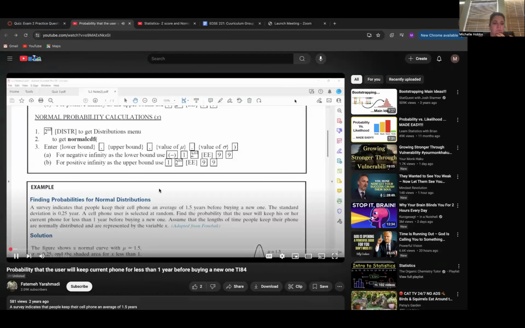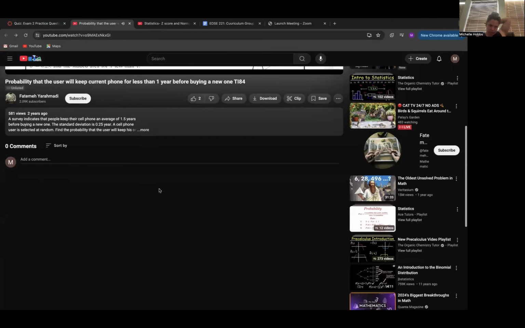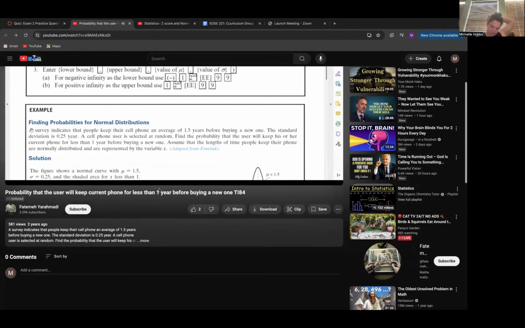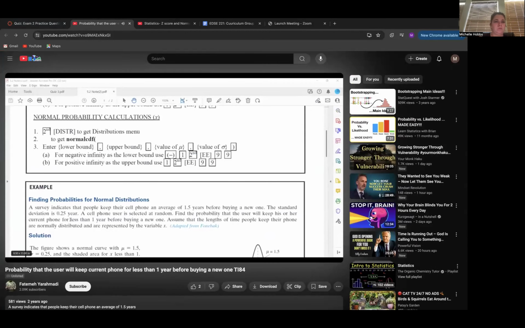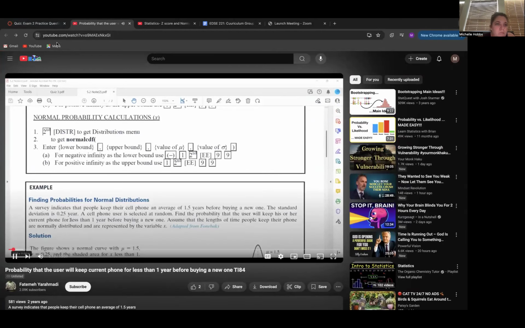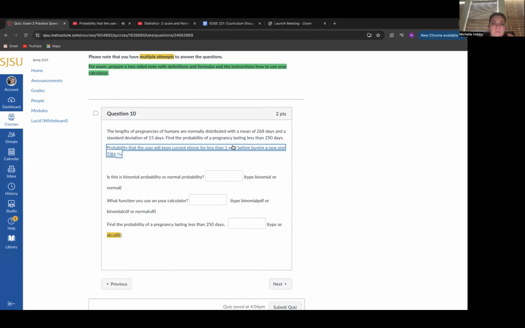It takes 1.5 years for people to buy a new cell phone. The standard deviation is 0.25 year, and your goal is to find the probability that the user will keep the phone for less than 1 year before buying a new one. Okay. We have some indication that this is a normal distribution because it says the lengths of time people keep their phones are normally distributed.